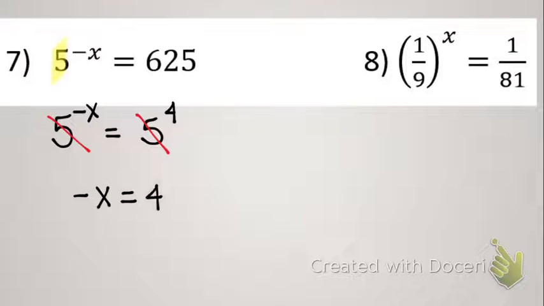So we have to do one more step before we can be finished, and that's get the x by itself. And we do that by dividing both sides by -1. So your final answer is x equals -4.